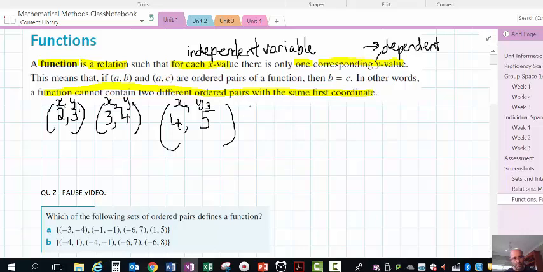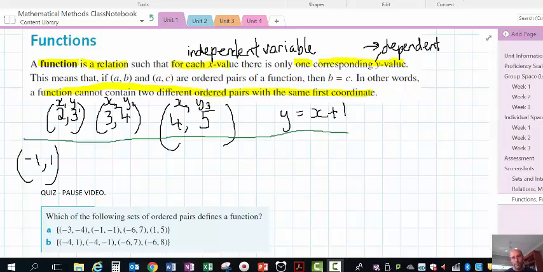And we check that each x value can only have one y value. Well, the x values are 2, 3, and 4, and the y values are 3, 4, and 5. So yes, every x value has a different y value, and we might be able to come up with a rule for that one. y equals x plus 1 would be a suitable rule for that function.